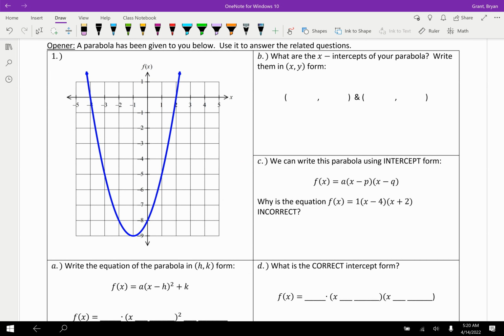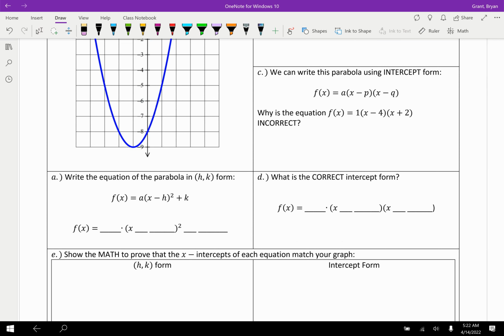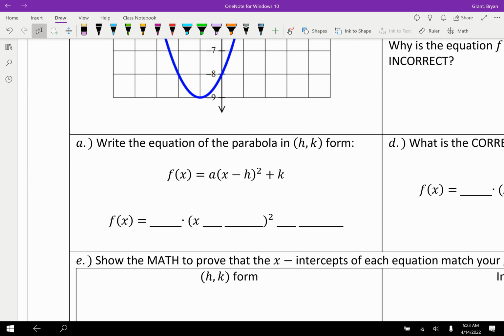Ready, set, go. Now, this first part, part A, is really a blast from the past, right? We learned this in topic 7 when we first learned HK form and the idea of a parabola and quadratics in general. So the parabola is the U-shaped graph we make. The quadratics are the actual equations. And part A asks us to write the equation in HK form. So it seems to me like we have a few blanks here. We're going to have to fill in A, H, and K into our equation down below.